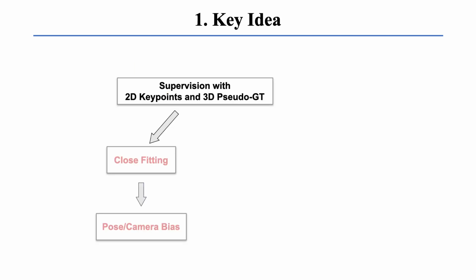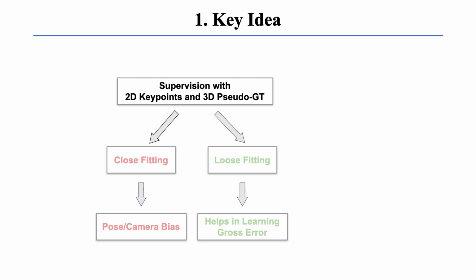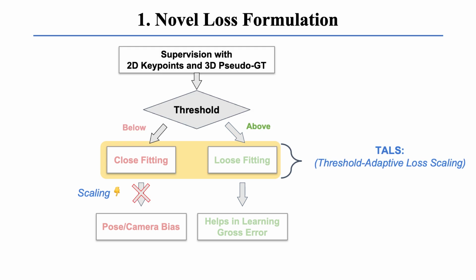Our key insight is that, while closely fitting 2D image evidence and 3D pseudo-ground-truth introduces camera and pose bias, loosely fitting them is still valuable for correcting grossly incorrect predictions. That is, we should use these to get the pose roughly right, but not rely on them for fine pose detail. What is important is to find the proper joint-specific loss thresholds, above which the 2D evidence can be effectively used. Hence, we define a new loss function called TALS, which stands for Threshold Adaptive Loss Scaling. It penalizes large 2D errors, but only minimally penalizes small errors.